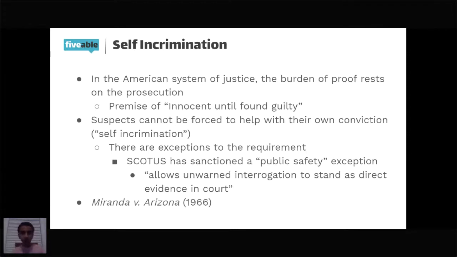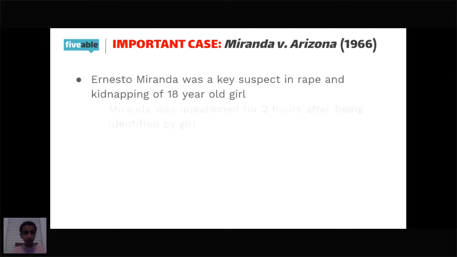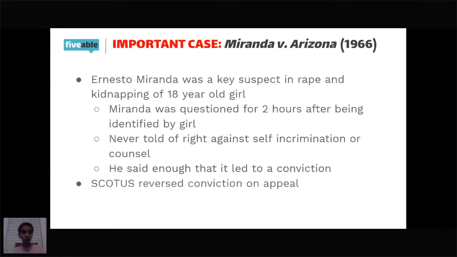A main case that relates to this is Miranda versus Arizona. You probably have heard of the Miranda warning. So that's what we're going to go over next. A man named Ernesto Miranda was a key suspect in the rape and kidnapping of an 18-year-old girl. Miranda was questioned for 2 hours after being identified by the girl. The girl was told to pick out which person did this to her and kidnapped her.